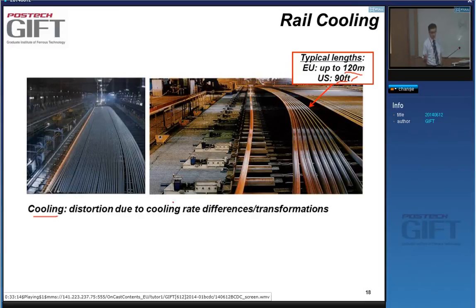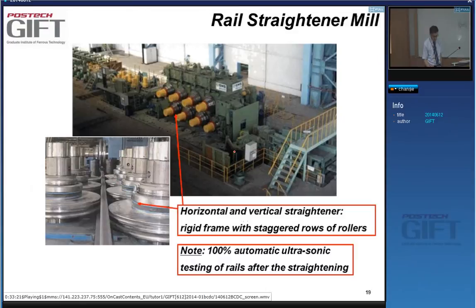As a consequence, because the dimensions of the rail are very important, you have very heavy straightening equipment in the finishing of rail products. And you see this here, you have these alternating rolls, yes, very rigid frame, and you basically bend the rail back and forth till you've got the right straight profile. And you have to do it in two directions, right? So horizontal, that's here, and here vertical, so that the rail is straight both horizontally and vertically.